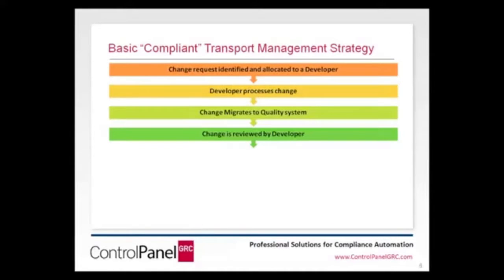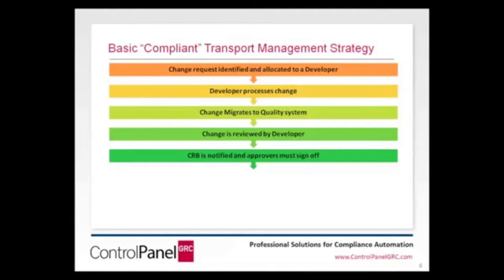Once it migrates to quality, the change we want to have reviewed by the developer initially to make sure that the proper return codes were received. So validating that the configuration of that program successfully migrated to the quality system and is working in sort of a basic format. But once that change is done, we need to actually get the change over to the CRB or to appropriate validators in the business to review the change and sign off on it that it's working properly or as expected.